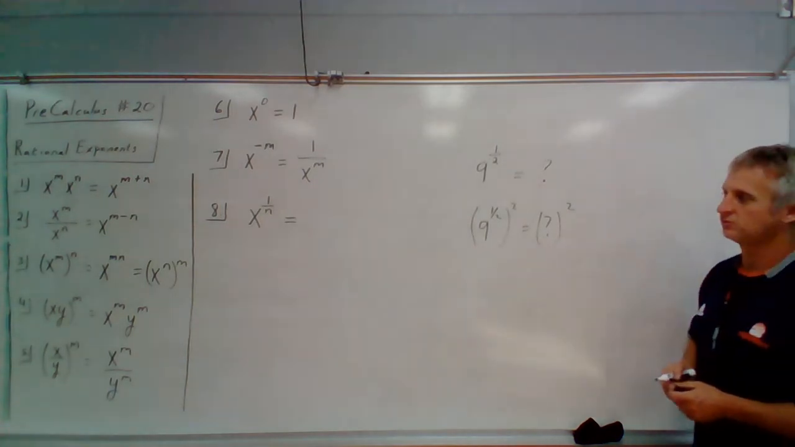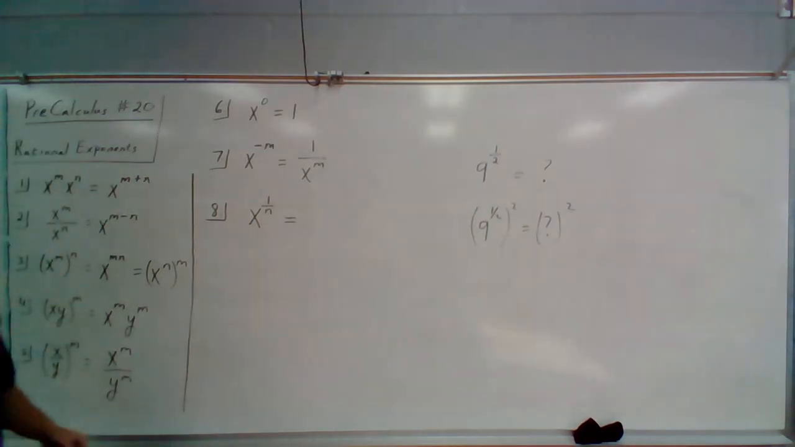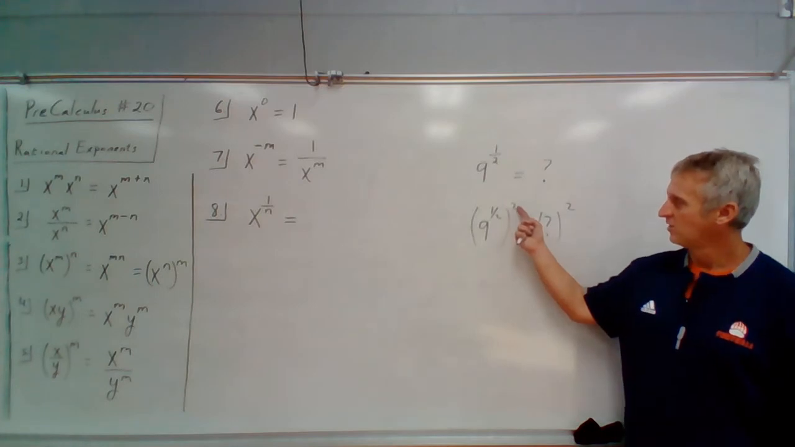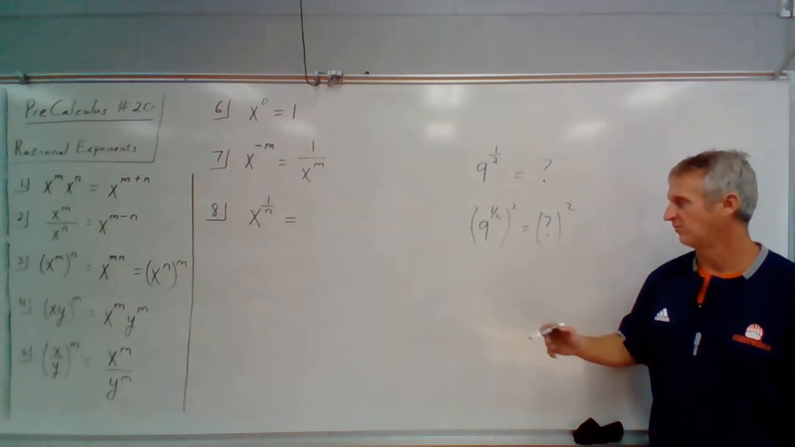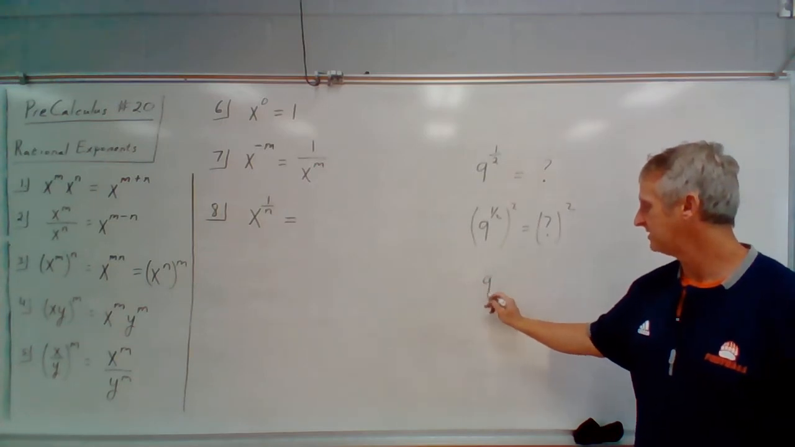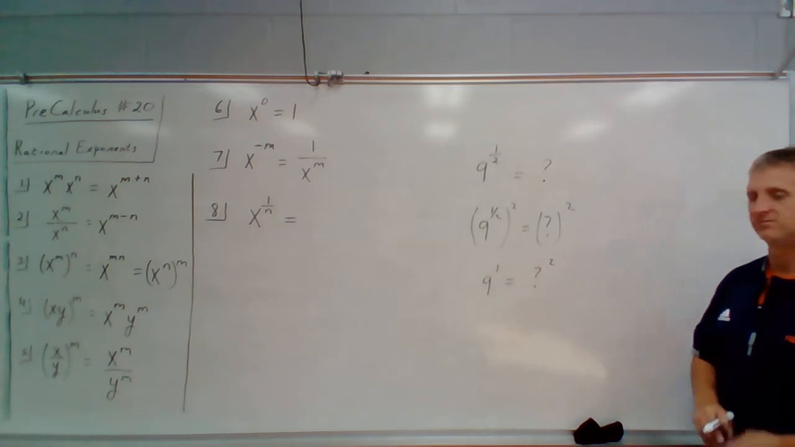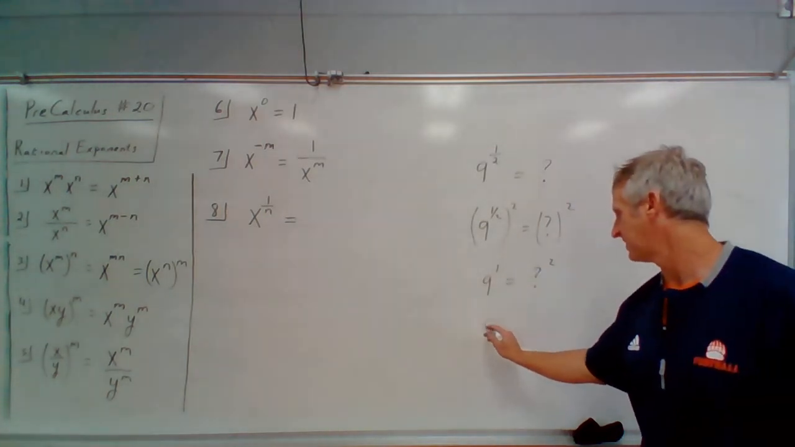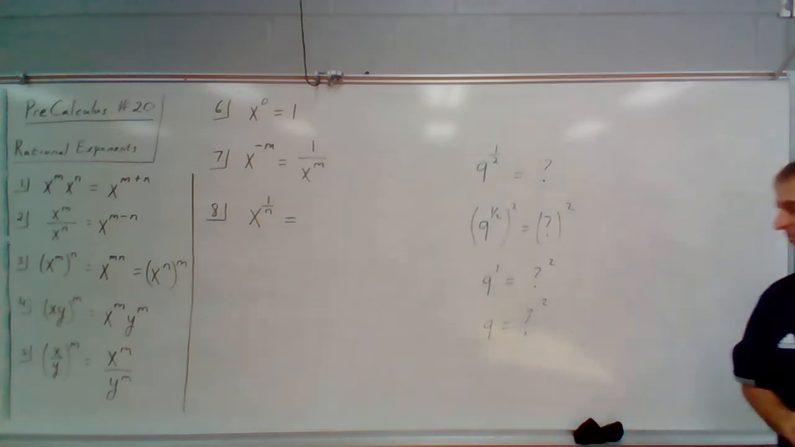Okay, what does rule number 3 here say that I should do to these exponents? Well, I should multiply them. What is 2 times 1/2? 2 times 1/2 is 1. So I would have 9 to the first power is equal to question mark squared. 9 to the first is just 9. So I have 9 is equal to question mark squared.